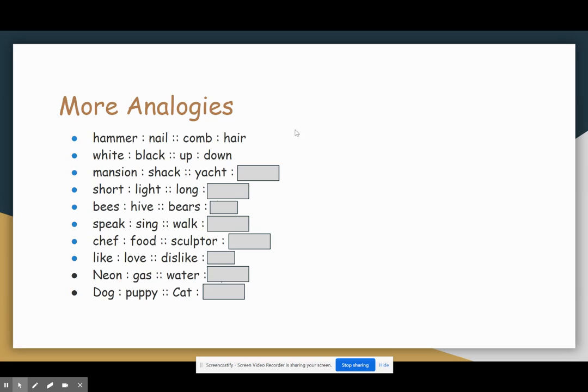White is to black as up is to down. The relationship here is that white and black are opposites. We call those antonyms. So then I would be looking for the opposite of up, which would be down. Okay, so let's look at the next one.